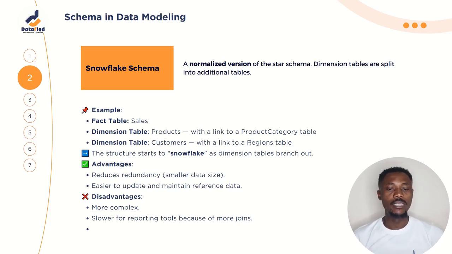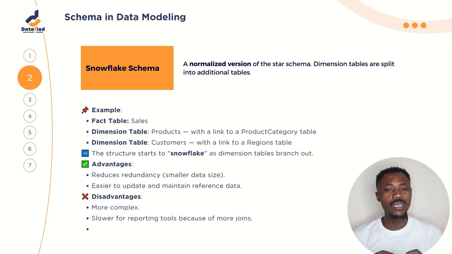Okay, and then the structure starts to snowflake as dimension tables branch out. So you have a dimension table connected to another dimension table. In most cases, those connectors are used to connect to the facts table, because you may not find a direct relationship between one dimension, say customer for instance, with the sales table. So you need a connector, something that will connect the customers table together with the sales table.